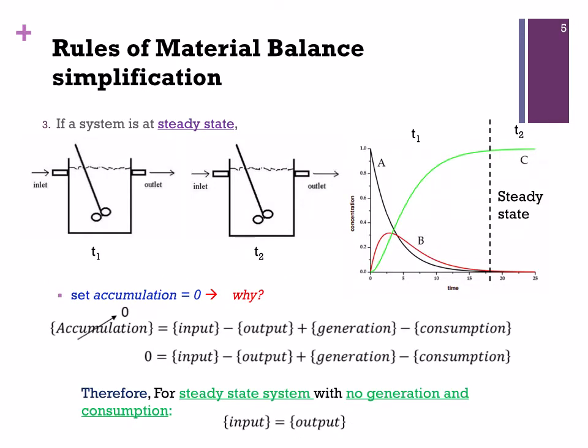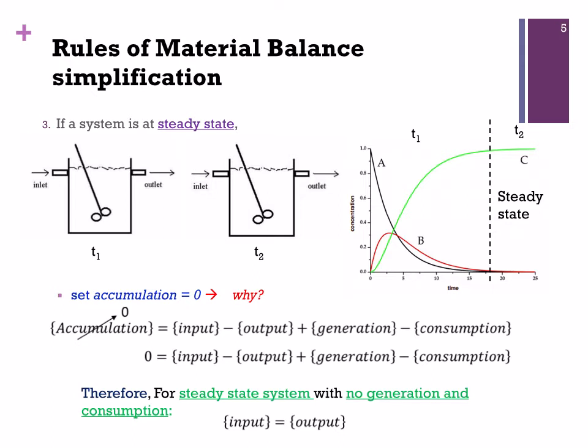Alright, the final simplification that we can use in material balance is what we call a steady state system. If you remember the lecture in the second week, we have a steady state system and also unsteady state system. In a steady state system, the amount of material in the system does not change. So if the amount is 100 kilogram, it will not change to 110 kilogram. Therefore, the accumulation is 0.